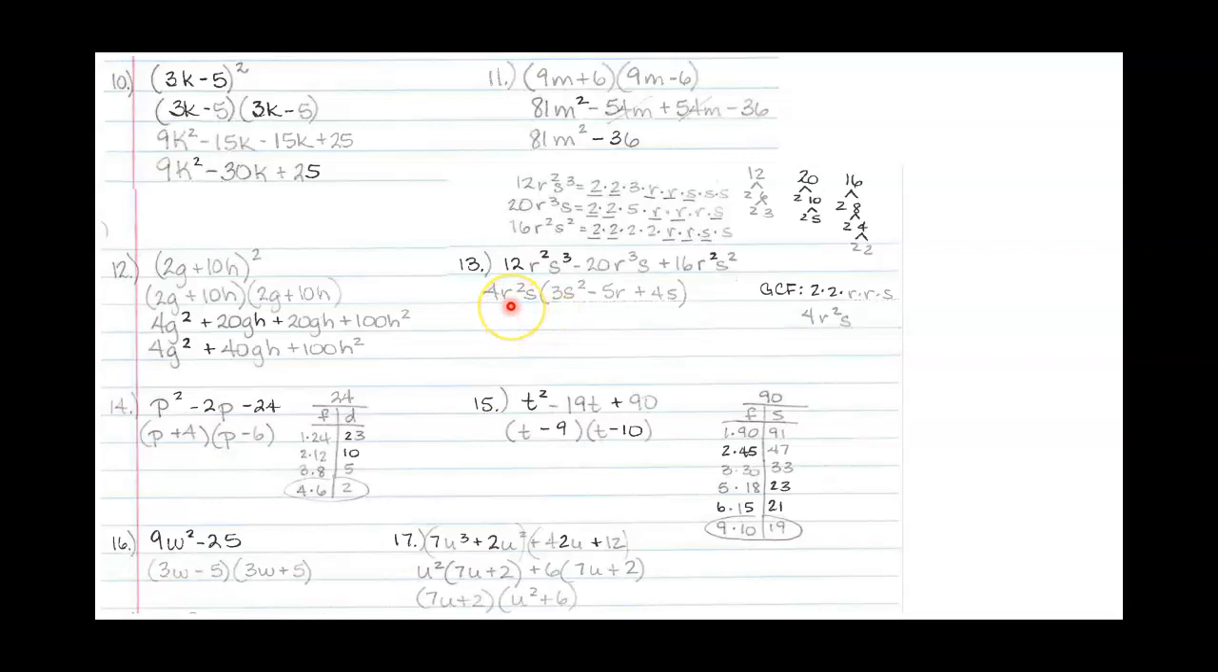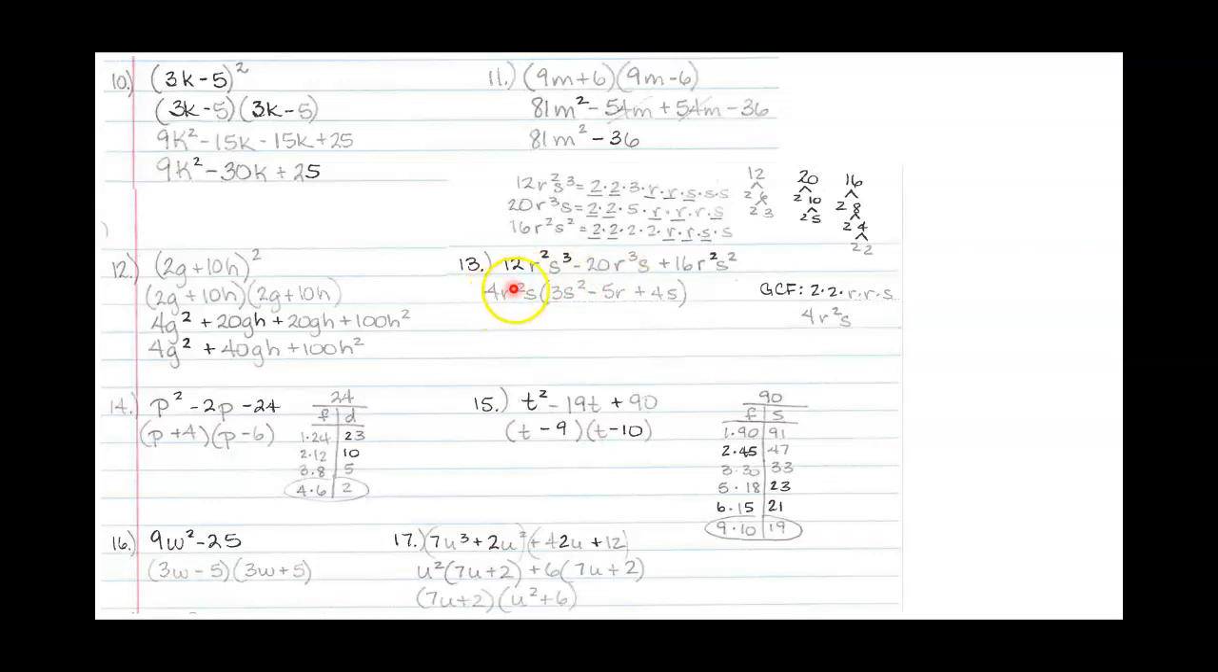All right, so we could say r squared times what is r squared? That would just be 1. S times what is s cubed? That would be s squared. Or we could say r squared divided by r squared is 1, and s cubed divided by s is s squared.